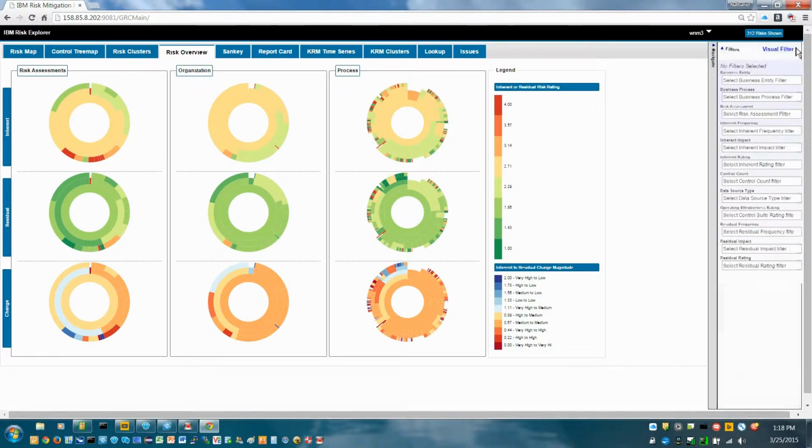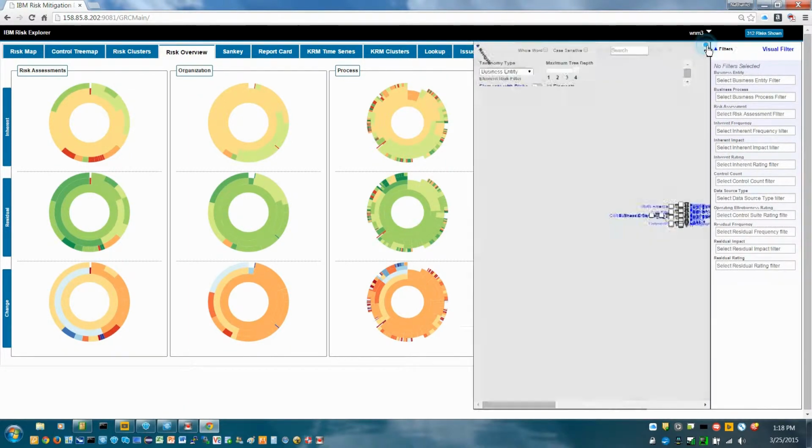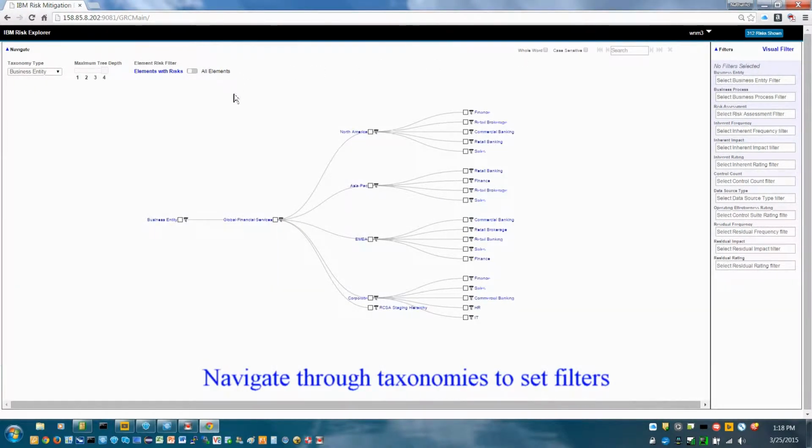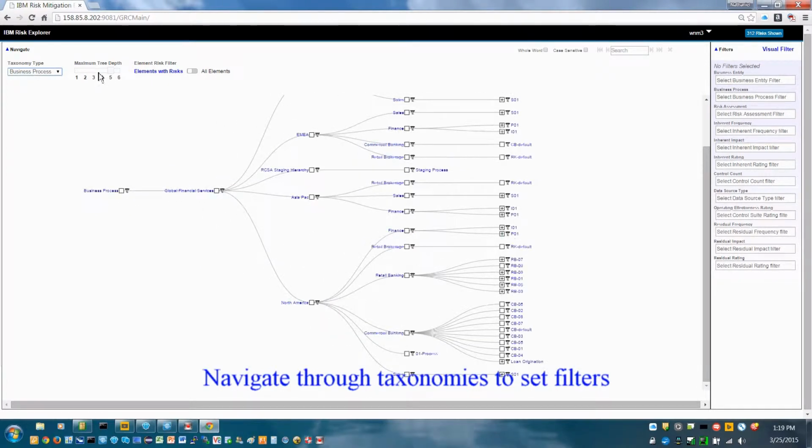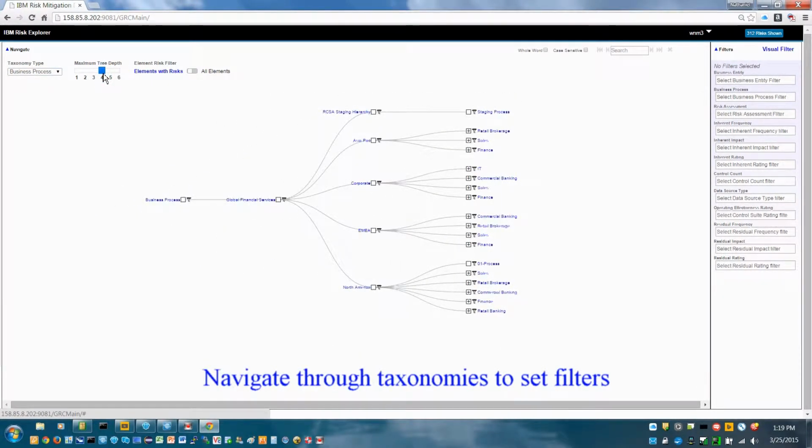Risks are generally organized in different taxonomies. Here we're looking at a business unit taxonomy for global financial services that has regional business units and then further breaks into functional business units. We can also look at the business processes for global financial services. I'll adjust the tree depth so that we can see down to 4 levels.